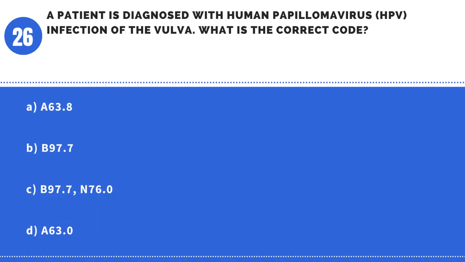Question 26. A patient is diagnosed with human papillomavirus, HPV, infection of the vulva. What is the correct code? A. A63-8. B. B97-7. C. B97-7 and N76-0. D. A63-0.